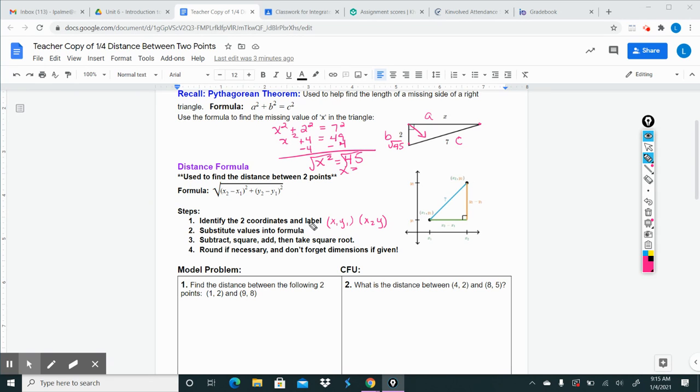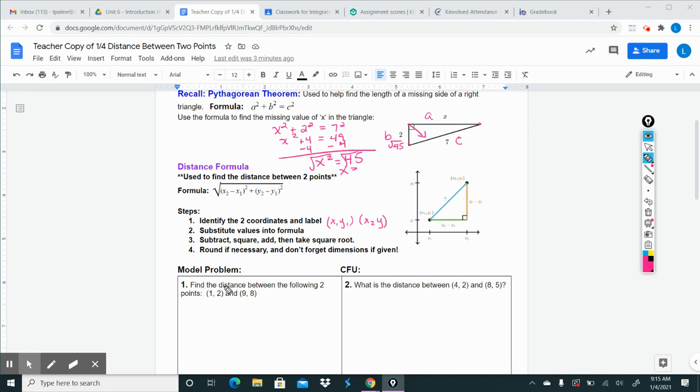Then we're going to substitute the values into our formula. So take those labeled values and plug them in. Subtract is the first thing that we're going to do. Square our difference, add those two together, and then take the square root of that. Round if necessary, and don't forget the dimensions if you're given any, like if we're trying to find out how far these 2 points are in feet, centimeters, meters, and so on. Not always given, but just in case.